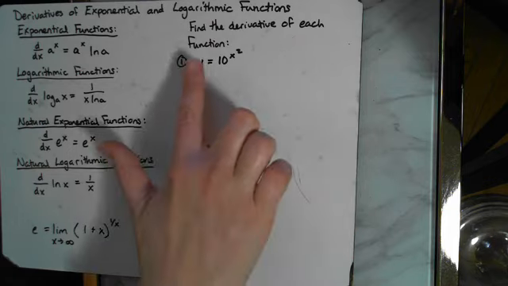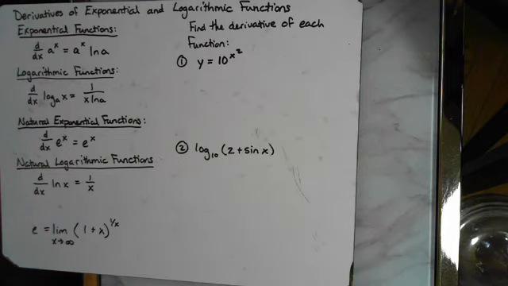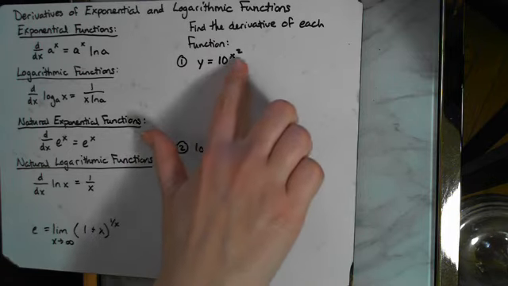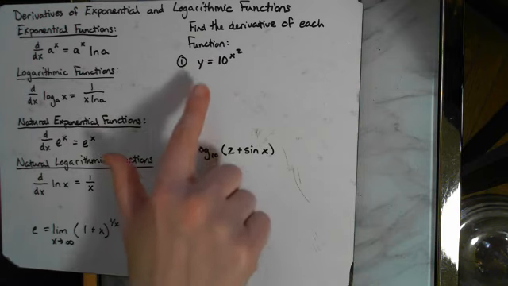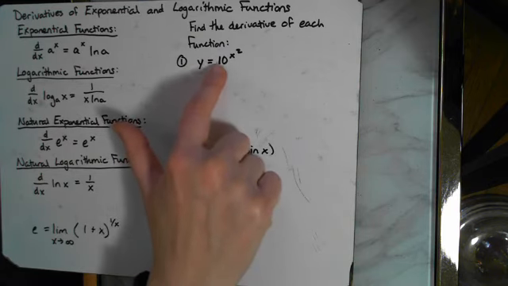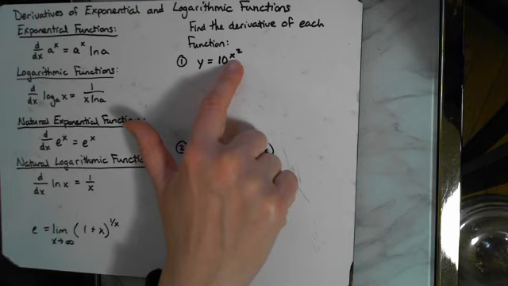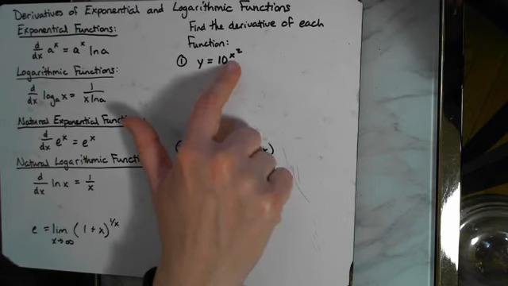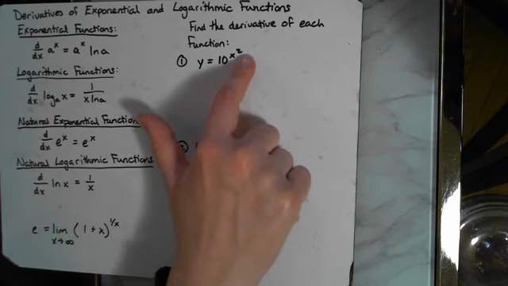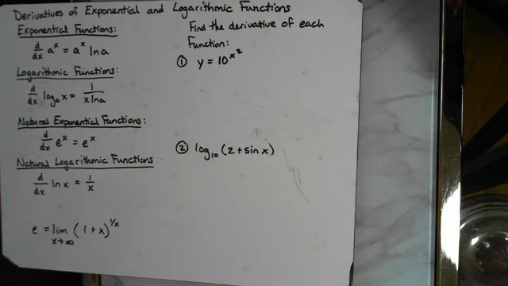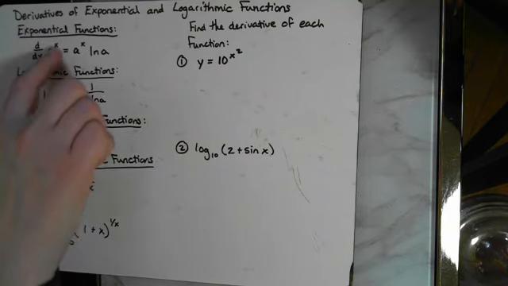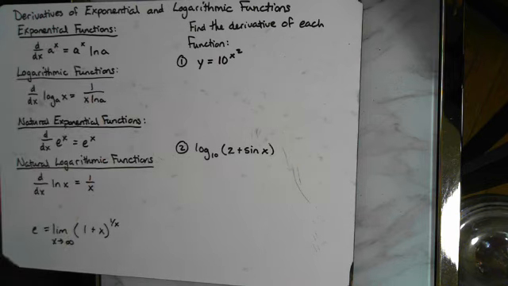In example 1, we need to find the derivative of the function. I have y equals 10 to the x squared. Now, this is an exponential function because I have a constant raised to a variable, but this isn't just a plain variable, it's a function itself. So that's how I know I need to use the chain rule, because it looks like this, but where the x should be, there's a function.